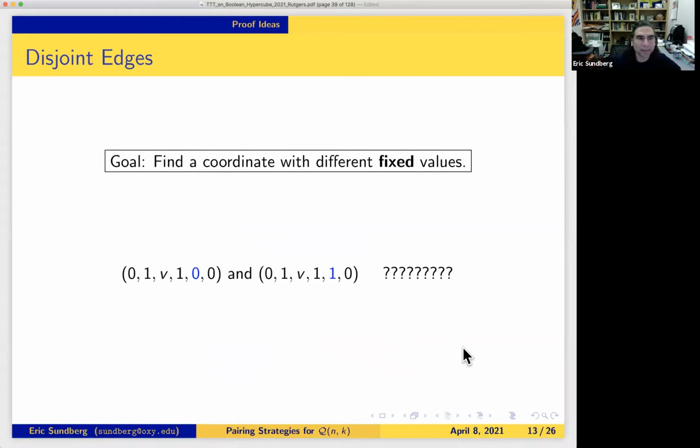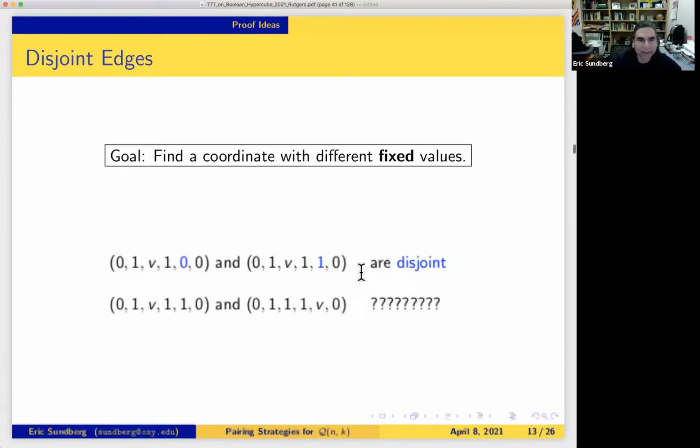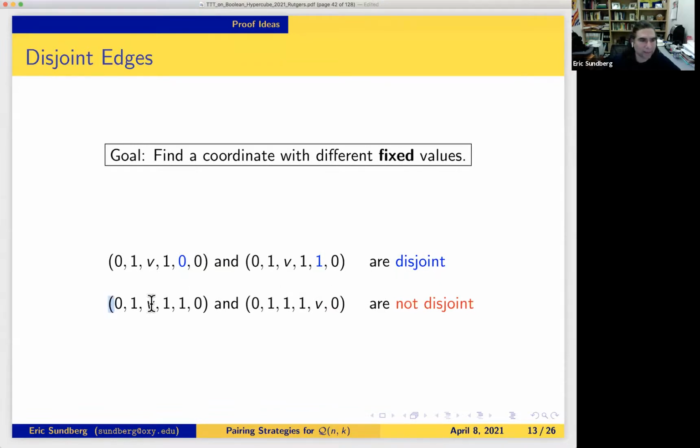And then again, it works the same in higher dimensions. Here are a couple of edges in Q6. And here in the fifth coordinate, this first edge has a 0. And in the fifth coordinate, the second edge has a 1. So those two edges are disjoint. Now I'll compare this edge to a new edge, which I'll write underneath it. And I just check coordinate by coordinate. They're both 0, then they're both 1. Then this is a V, then they're both 1. Then this is a V, then they're both 0. I never found a coordinate where one of them had a 0 and the other had a 1. So those two edges are not disjoint. This edge right here is just that edge up there. So those two edges are not disjoint.